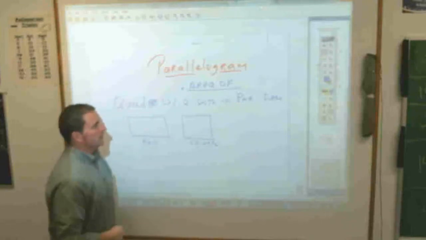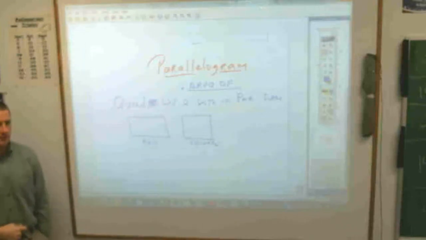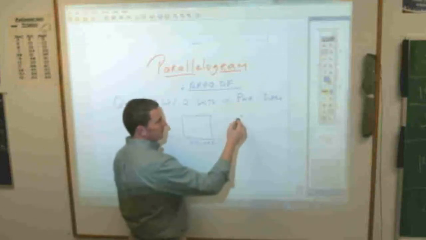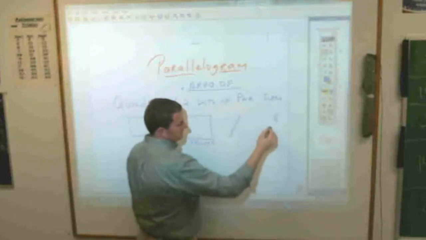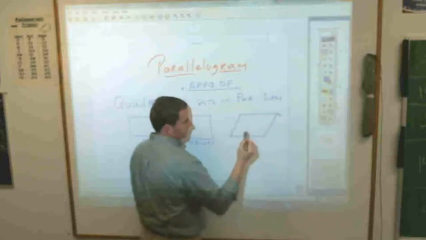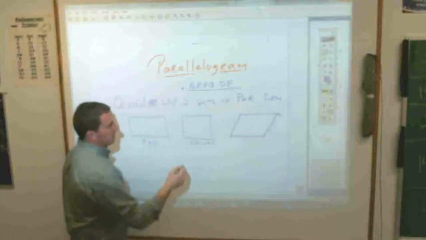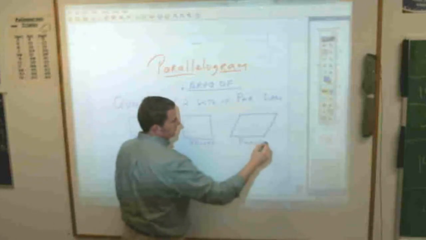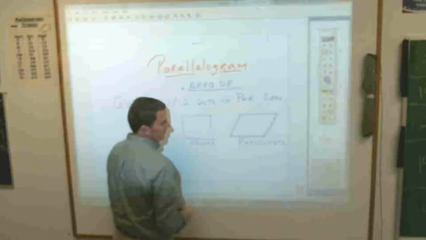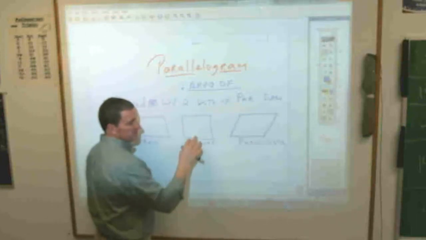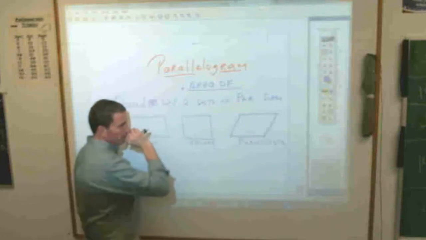Usually though, when we think of a quadrilateral, what shape do we think of? Anybody? Usually a quadrilateral we think of as like this. That's the general shape we think of when we think of a parallelogram. These are also parallelograms, specific types of them, but this is what we think of.